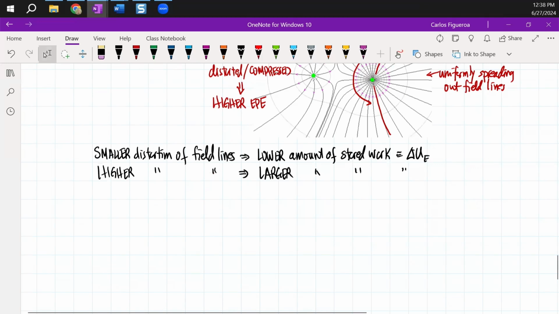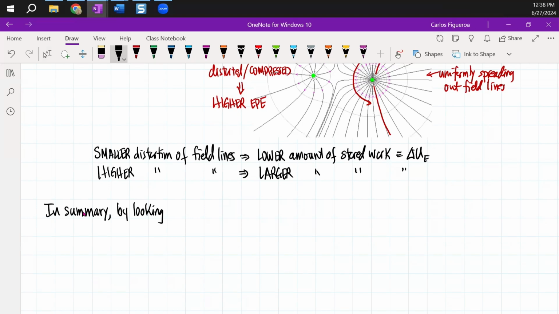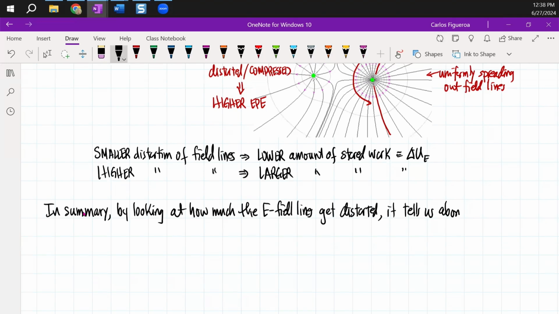So, in summary, by looking at how much the E field lines get distorted, it tells us about the amount of electrical potential energy in the field.